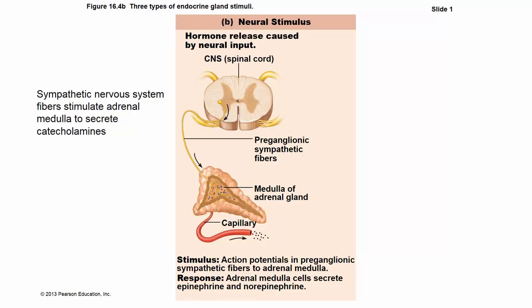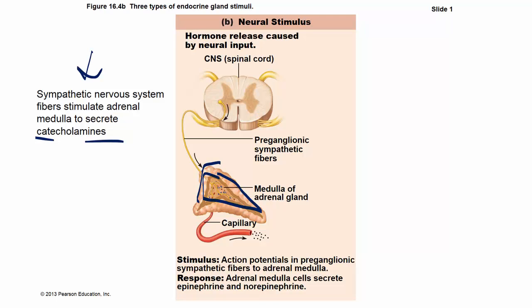A neural stimulus means the nervous system causes the direct release of the hormone. And so in this example, we have the sympathetic nervous system. So remember, you have your central nervous system and your peripheral nervous system. If you divide that out into somatic and autonomic, you have parasympathetic and sympathetic. You guys hopefully remember that. If you don't, go back and look at it because we're bringing this stuff forward. So the sympathetic nervous system innervates the adrenal gland, okay? And the specific part is called the adrenal medulla, which is kind of the middle of the adrenal gland. And that causes the adrenal medulla to release epinephrine and norepinephrine, also called catecholamines.